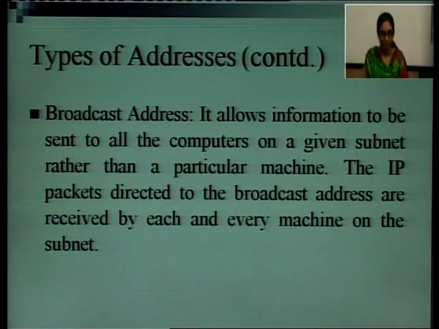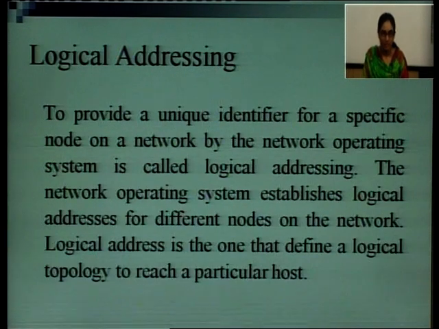The last type of physical addressing is the broadcast address. It allows information to be sent to all the computers present on the subnet rather than to a particular machine. So broadcast directs the packets to be received by each and every machine present on the subnet. Now next is logical addressing.